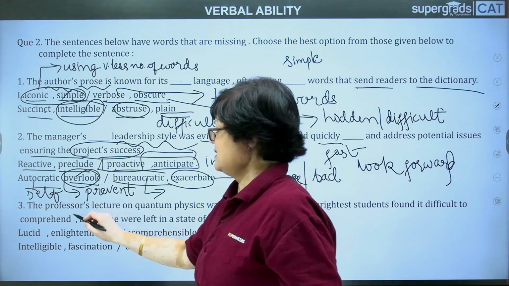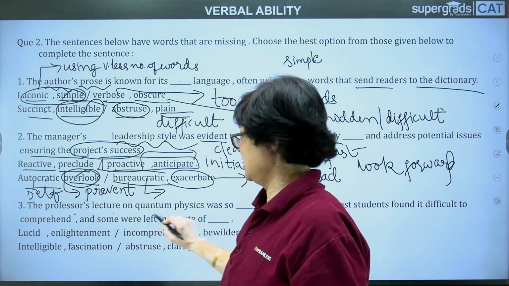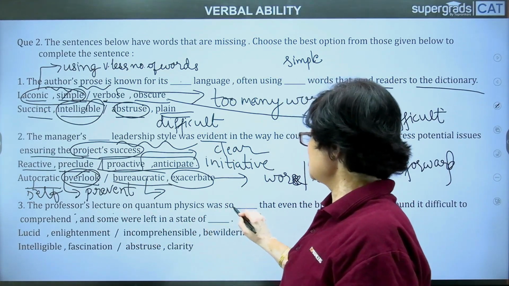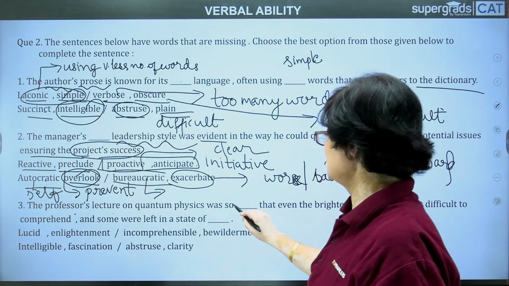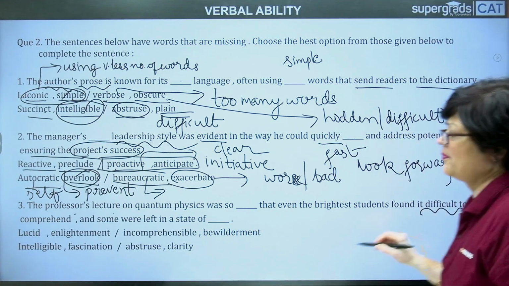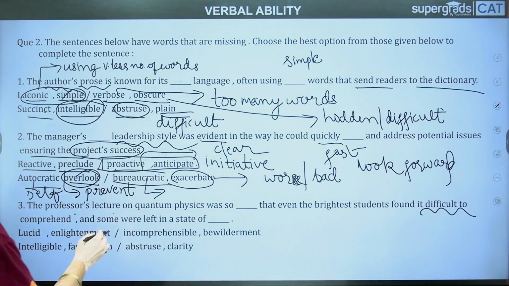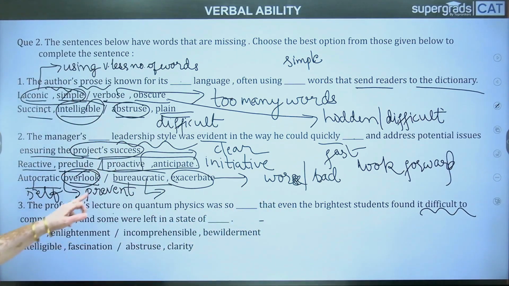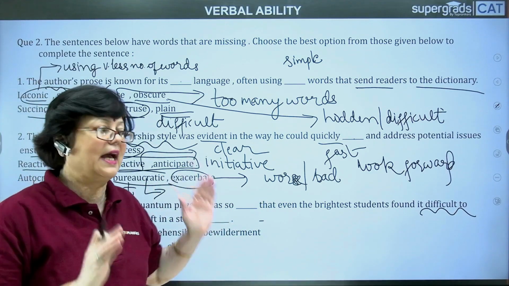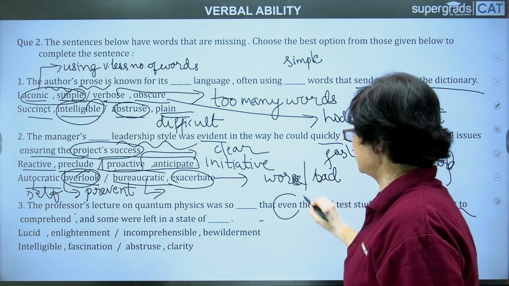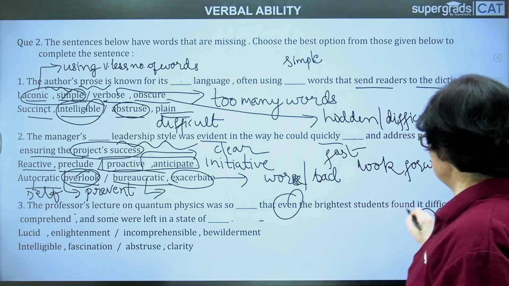The professor's lecture means discourse, discussion on quantum physics. Quantum physics is a branch of physics, was so dash that even the brightest students found it difficult to comprehend, and some were left in a state of dash. The professor's lecture on quantum physics was so dash that even the brightest students, look at this word, even, even the brightest students found it difficult.